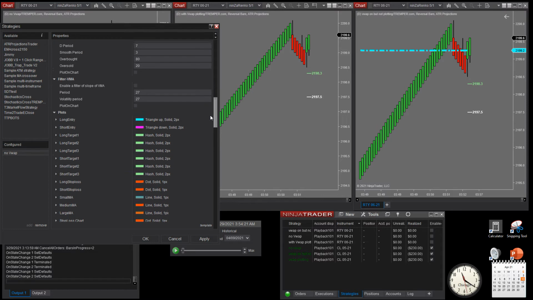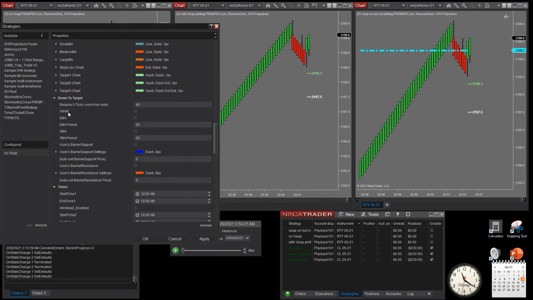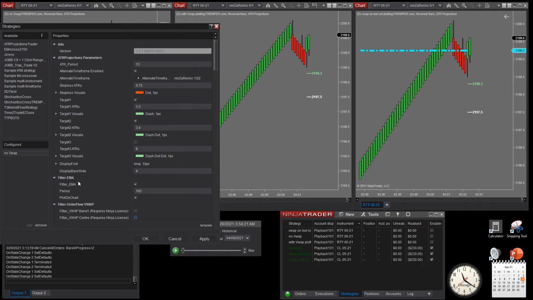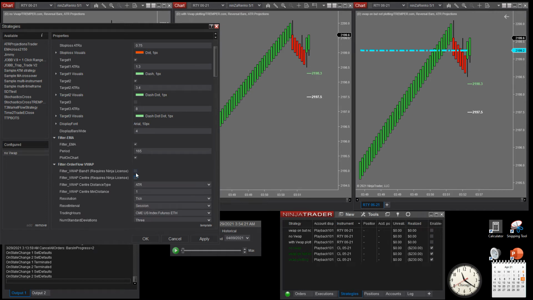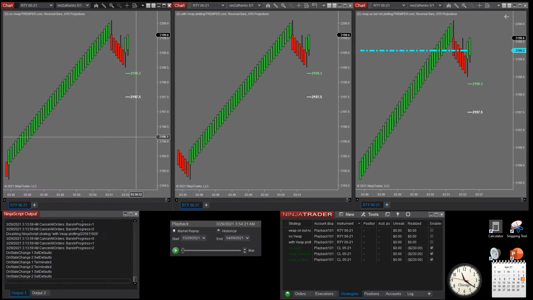Don't want this one on VWAP. It's not on VWAP. Okay, it wasn't on VWAP. It had it on here as a filter. No, it was on. Okay, the filter was on, but I didn't have room to target. So that's okay. So that makes sense.